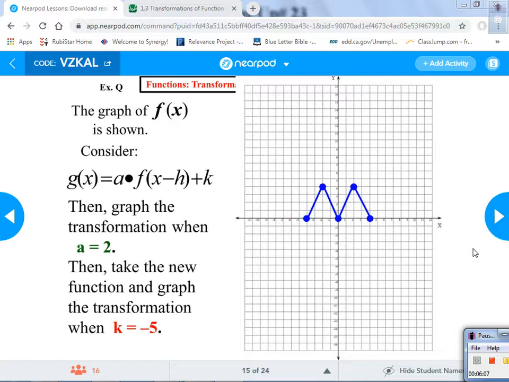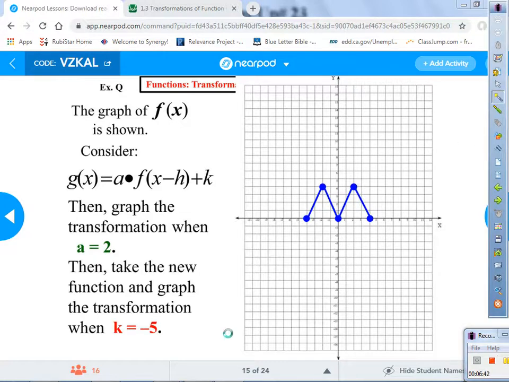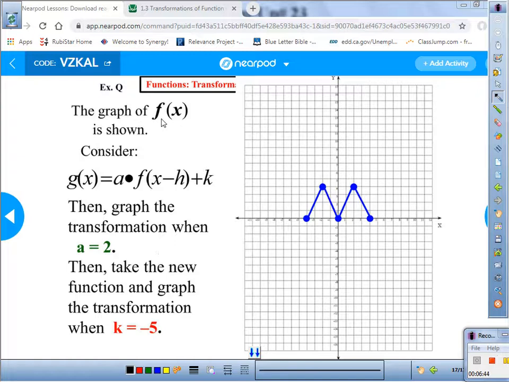So, I'm going to do 2 transformations. Because what you're going to do at home, you're going to do 3 transformations for each function. Now, I'm going to show you after the first transformation what it looks like, and I'm going to take that and do 1 more transformation. But I need you guys to focus. Here it goes. It says, the function f of x is shown.